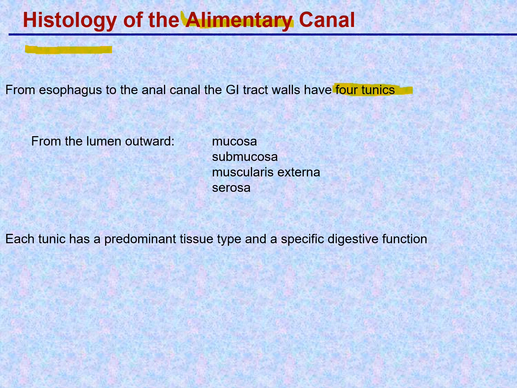They include, going from the space inside, right beside that space, the mucosa. Further into the body tissues is the submucosa, then the muscularis externa, and then the serosa. Outside of all of that is the serosa. Each layer has a predominant tissue type, but there are several different possible tissues within it, and each layer has a specific function, and we'll get into that in a little bit.